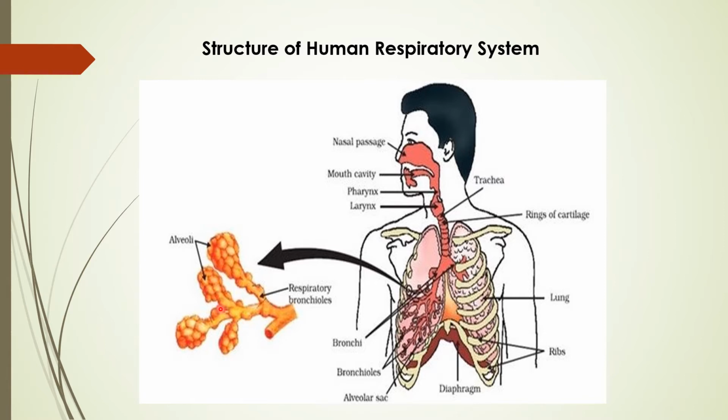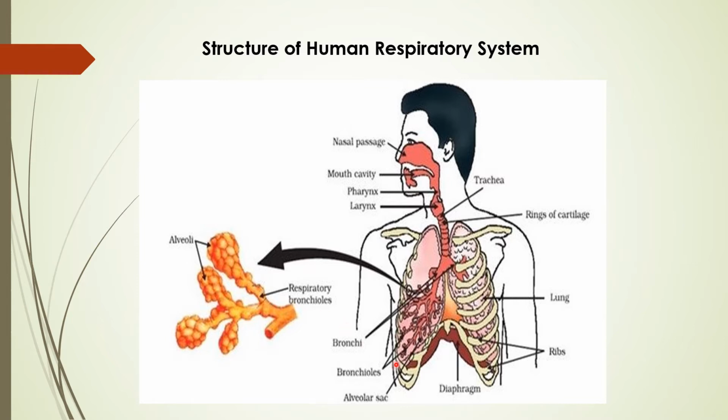What is the alveolus? The alveolus is a balloon-like structure located inside the lungs. What is its role? It increases the surface area for the exchange of gases. On the wall of the alveoli there are blood vessels. So the air that comes from the nostril and nasal passage comes to the last part of the respiratory system, the alveolar sac. In the wall of the alveolar sac there are blood vessels, and the exchange of gases, oxygen and carbon dioxide, takes place through the wall of the alveoli. This is the important role.